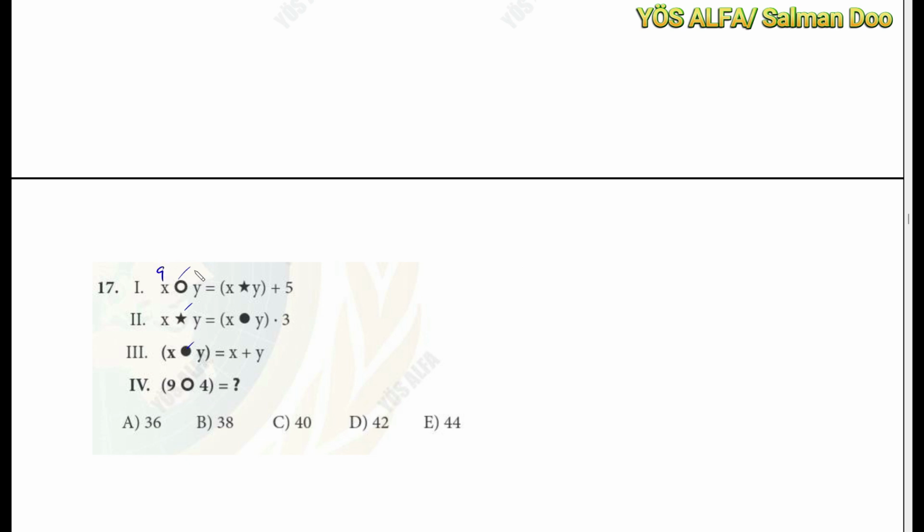Okay, we'll start with this one. It's going to be 9 star 4 plus 5. 9 star 4 is going to be this, and 9 4 is 9 plus 4, which is 13. So this one is 13. 13 times 3 is 39. So 9 star 4 is 39. 39 plus 5 is 44. So our answer is 44.